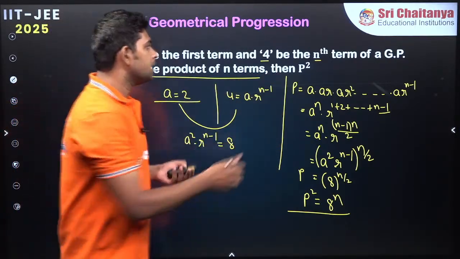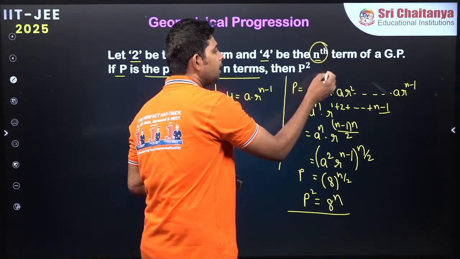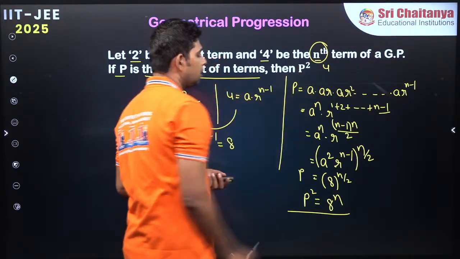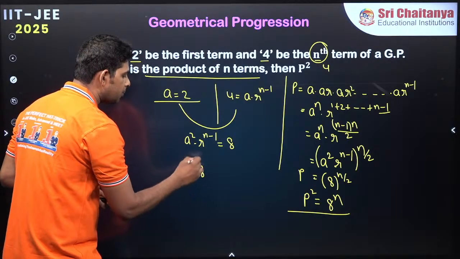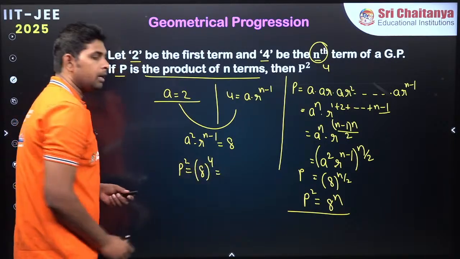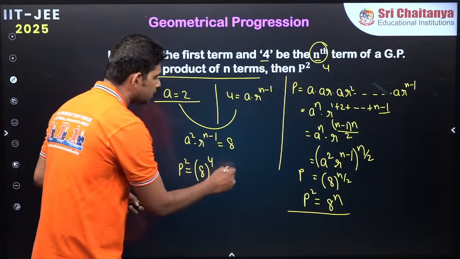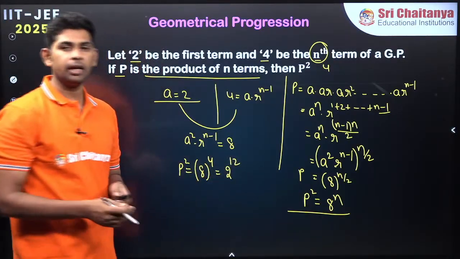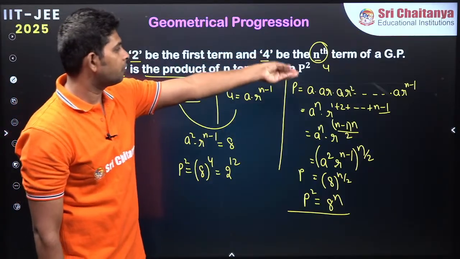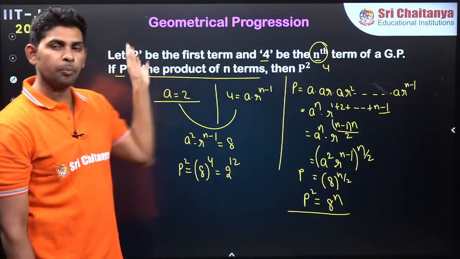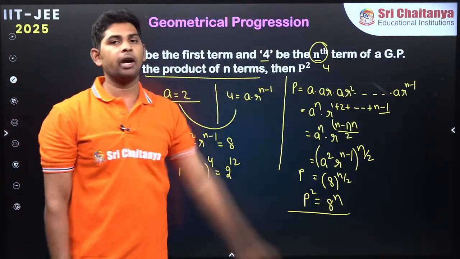Let us say, instead of n here, they are giving 4 terms, then what do we get there? P square is equal to 8 power 4. Easily you can get that. That is giving us 2 power 12. Right? So that is how you find the product of all the terms if the nth term of the GP and the first term are given.